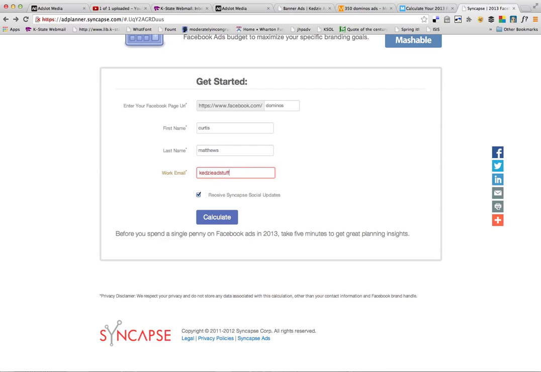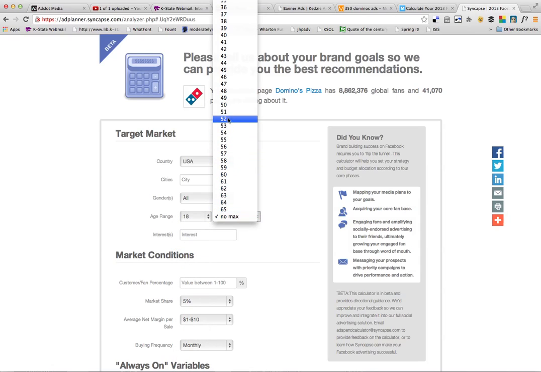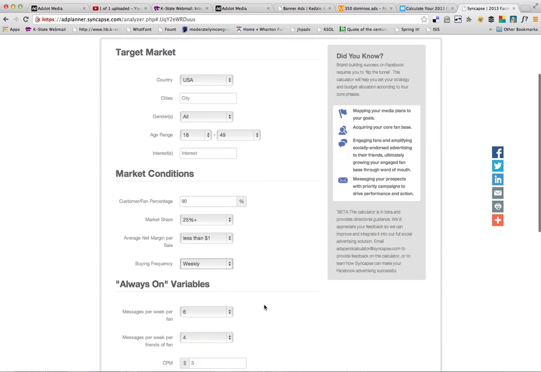And yes, it's going to make you type this in each time. We'll still go back to our 18 to 49-year-olds. Customer fans, let's say that we have 90% this time of our fans also happen to be customers. We own a pretty big percent of the marketplace. I'll still say that we're less than $1 in terms of average net margin per sale, because we can't be having this split this far apart saying we're going to make 10 bucks per pizza. Buying frequently is still weekly.